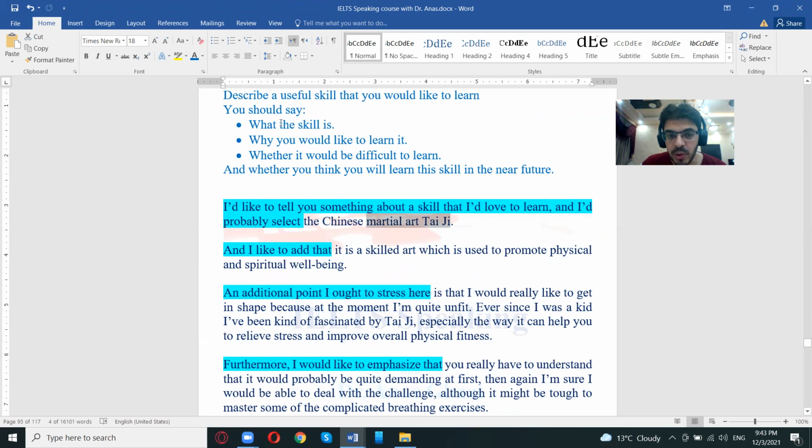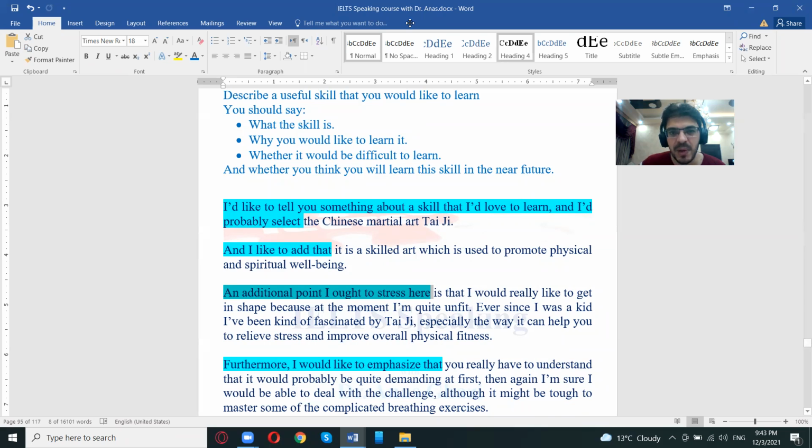Okay, the first point, what the skill is. I already said Tai Chi, so now I'll give more details. And I'd like to add that it is a skilled art which is used to promote physical and spiritual well-being. Okay, the next point, the reasons. An additional point I ought to stress here. All these structures help me move from point to point naturally, without stopping, staying silent, or going back to read the question itself. Okay, is that I would really like to get in shape because at the moment I'm quite unfit.